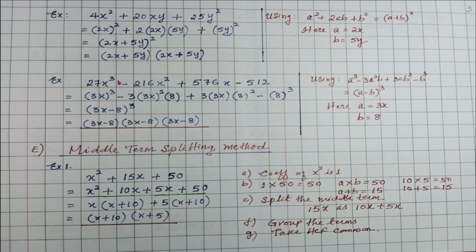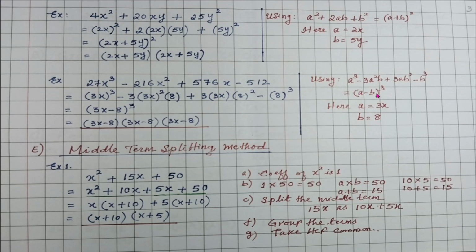So let us understand. 27x cube is (3x) whole raised to cube, minus 8 cube, then this is minus 3a square b, where a is 3x and b is 8, and plus 3ab square, with a as 3x and b as 8. Now multiply. Minus 3 into 3 is minus 9, into 8 is minus 216, and therefore it is correct. So 3 square is 9, 9 into 3 is 27, 27 into 8 is 216, and that is correct, and x square. That means we got the term. Now same way you can check here. 3 into 3 is 9, 8 square is 64, 64 into 9 is 576 into x, and the next term is 512 as it is 8 cube. That means it is exactly this identity.